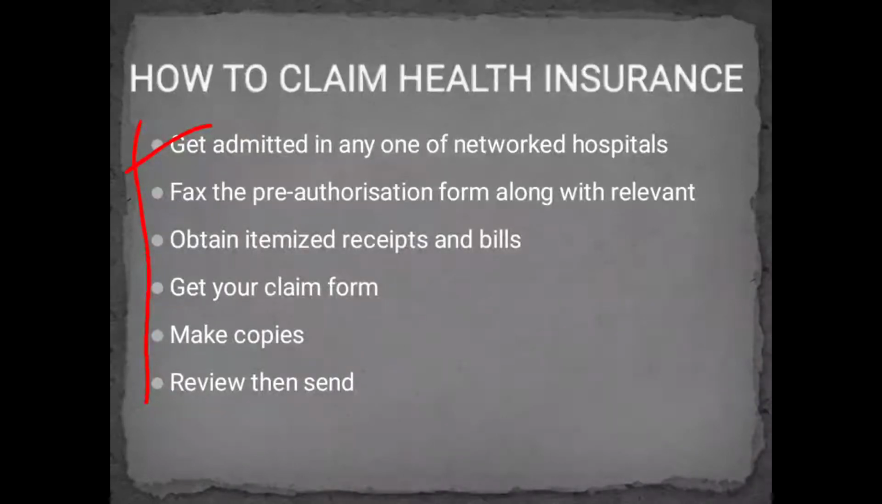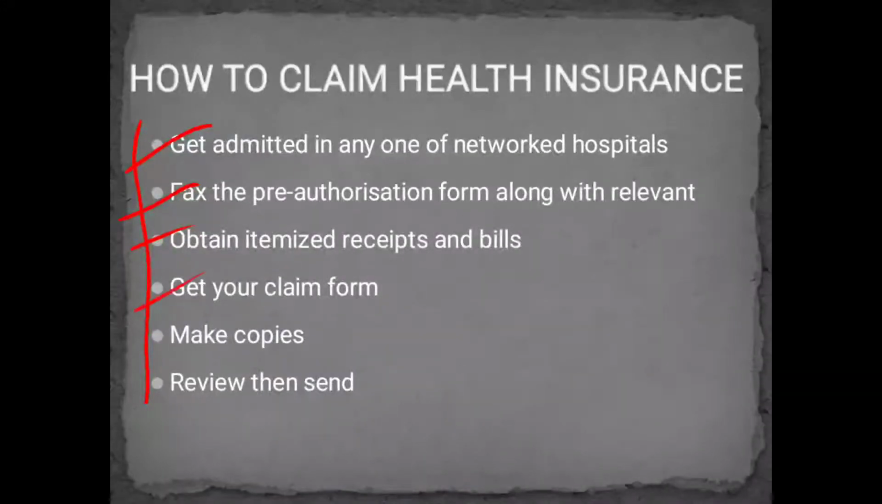Then fax the pre-authorization form along with relevant documents. So whenever you are getting admitted, you have to fax or send the authorized forms and their documents to the health insurance company. Then obtain itemized receipts and bills. See, you have to receive all the bills and the receipts of your payments, otherwise you cannot claim the health insurance. So you have to own all the bills and receipts. By mouth you can't say this is the amount for this.